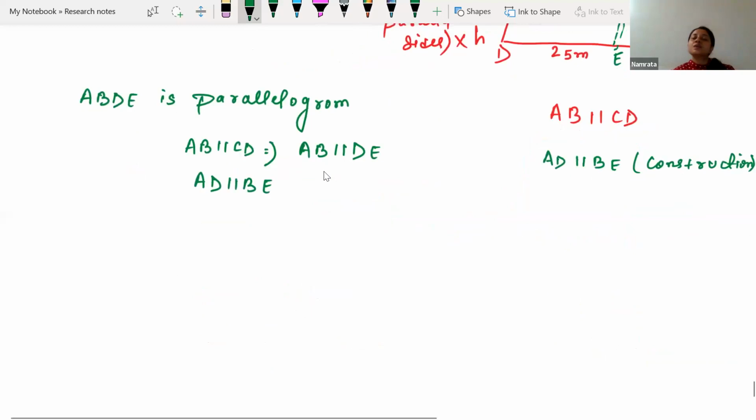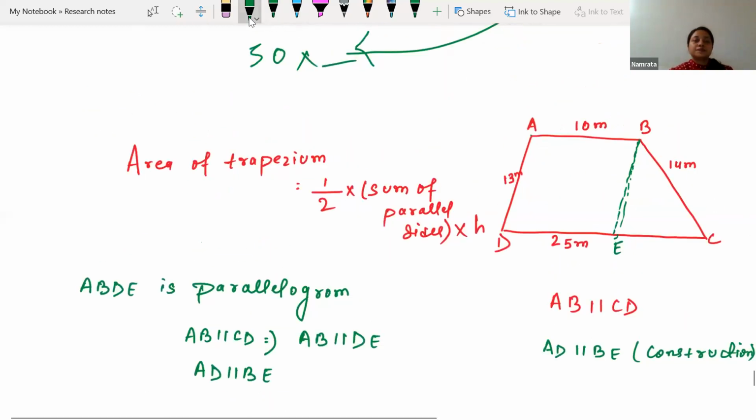So this is a parallelogram. Therefore, we can say that opposite sides will also be equal. That is, AB will be equal to DE and AD will be equal to BE. So if this is 10 meter, I want to say this much will be 10 meter only, because it's a parallelogram where opposite sides are parallel and equal. If this is 13 meter, I want to say that this one will also be 13 meter. Are you getting it? I'm talking about the total.